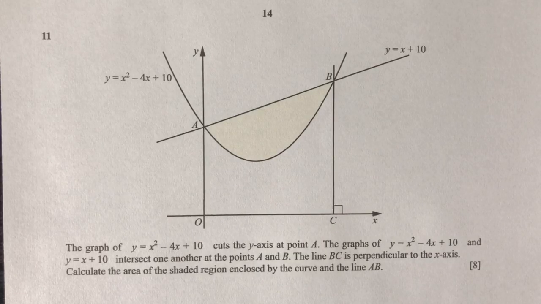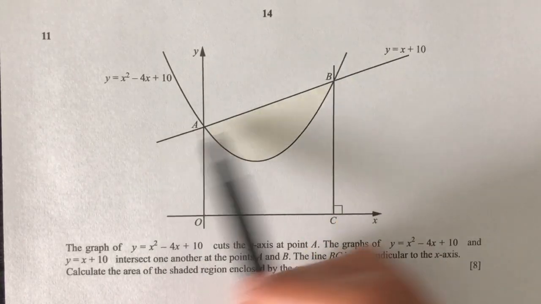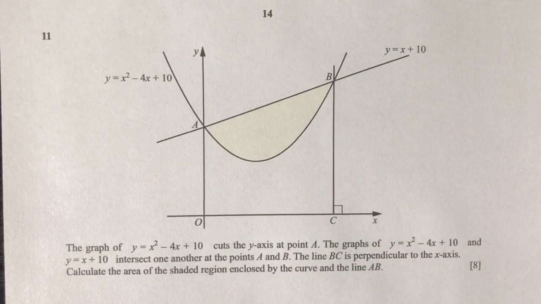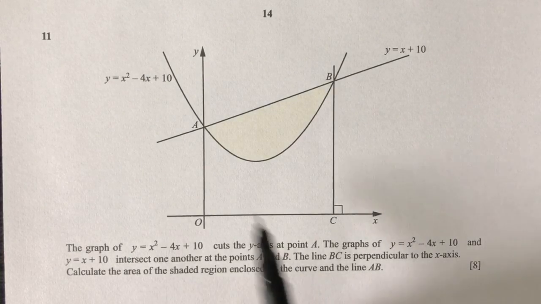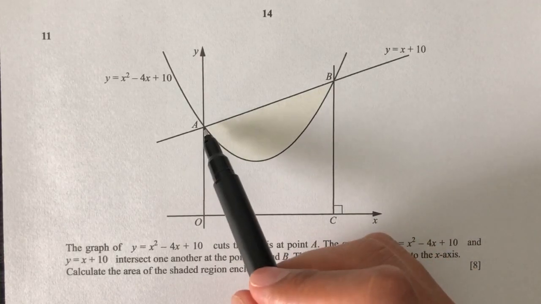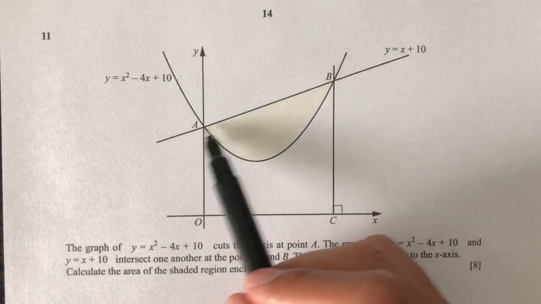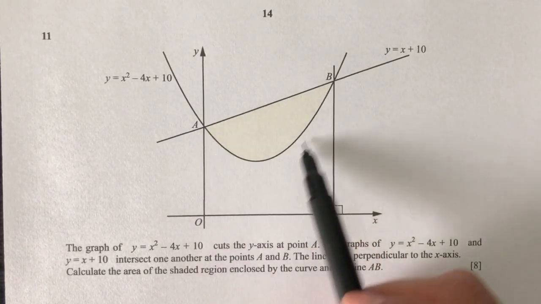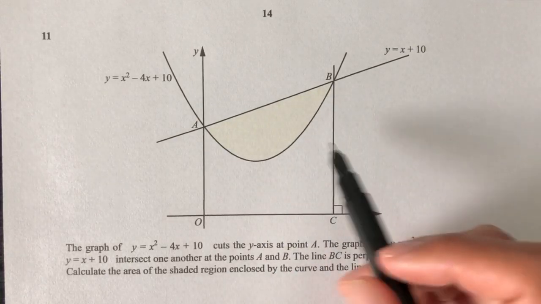Number 11. So we have a graph of y. It cuts the y-axis at point A, and the graph of this y and this line intersect at point A and point B, as you can see here, right? Now we say the line BC is perpendicular to the x-axis. Now we have to find the area of this region enclosed by the curve and the line AB. So basically we have to find area of this shape minus area under curve to find this area.